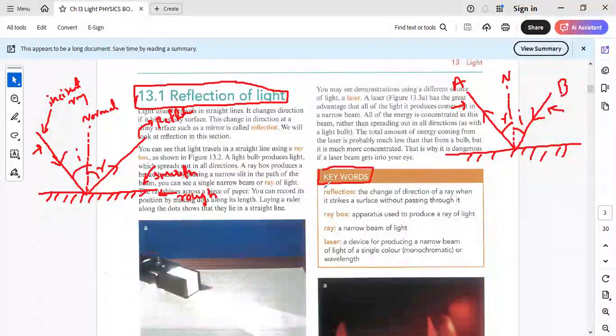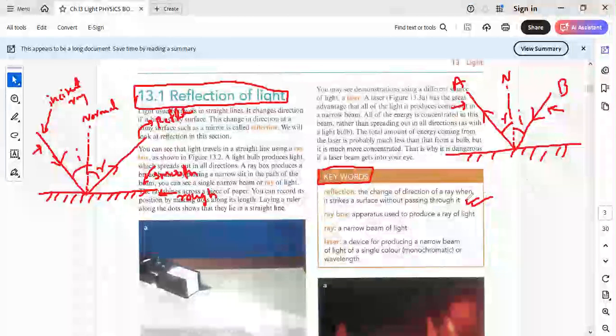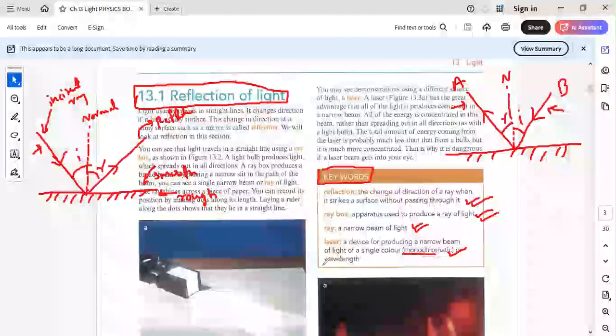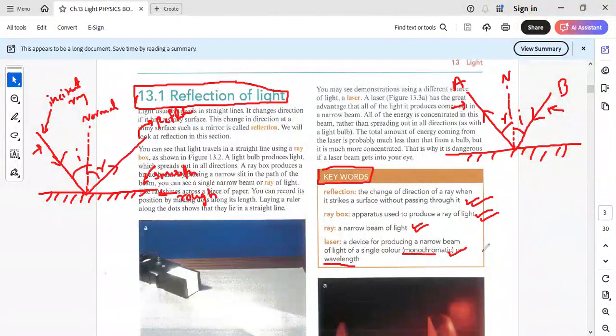We have reflection, which is the change of direction of a ray when it strikes a surface without passing through it, so it is bouncing back. A ray box is the apparatus used to produce a ray of light. A ray is a narrow beam of light, and the last one is a laser, which is a device for producing a narrow beam of light of a single color, which is monochromatic. Whenever you hear the term monochromatic, it means of a single wavelength.